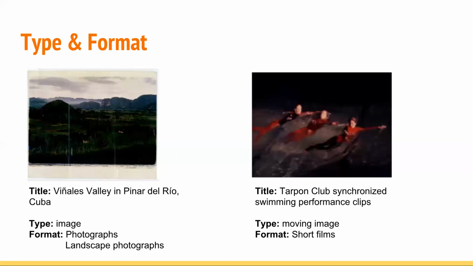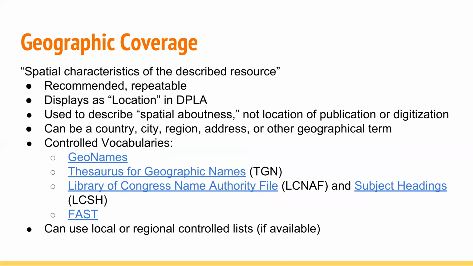So now Alvin's going to talk about geographic coverage. Okay, and we're thinking about geographic coverage. Think about the spatial characteristics of the described resource. Geographical coverage is recommended and it is repeatable. It is displayed as location in Digital Public Library of America. You want to use this to describe spatial aboutness, not the location of publication or digitization. It can be a country, city, a region, an address, or other geographical term.